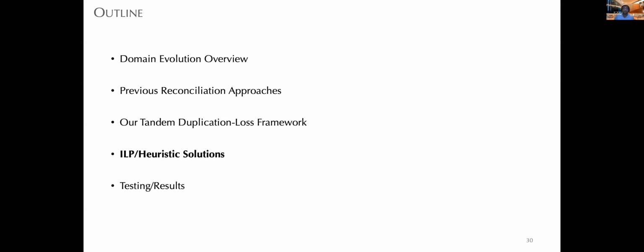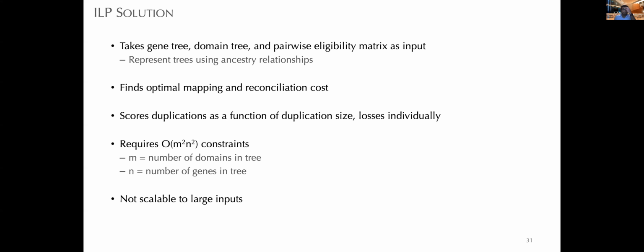So we have two solutions to our reconciliation problem, an exact ILP and a faster heuristic. Our ILP solution takes gene and domain trees, as well as a pairwise eligibility matrix for input. Our output is an optimal mapping and a reconciliation cost, as well as all tandem duplication sets and losses that occur. So this ILP solution is exact and it works well, but unfortunately requires a large number of constraints and therefore doesn't scale well to larger families.